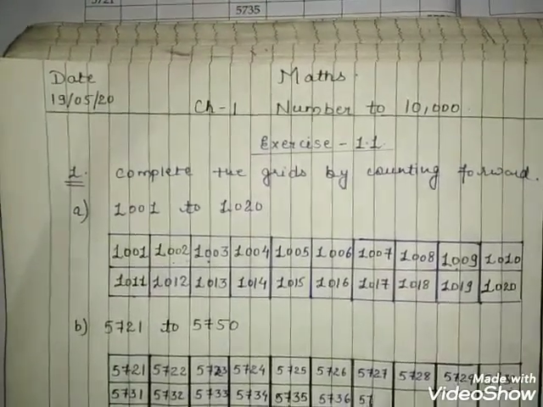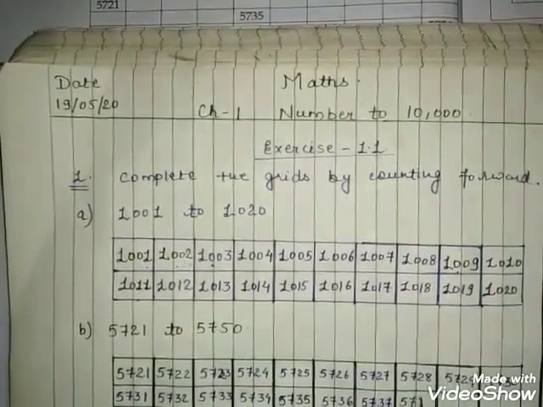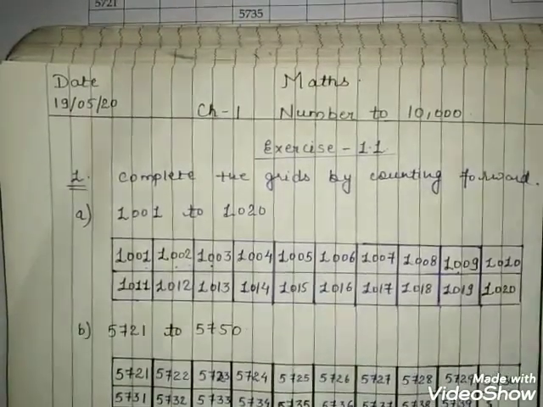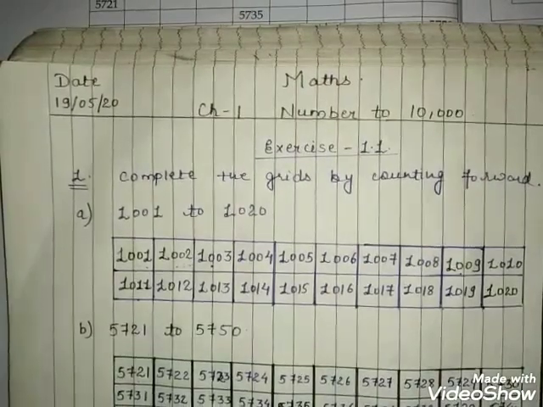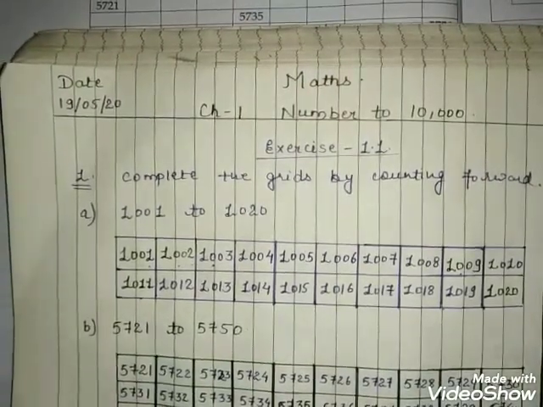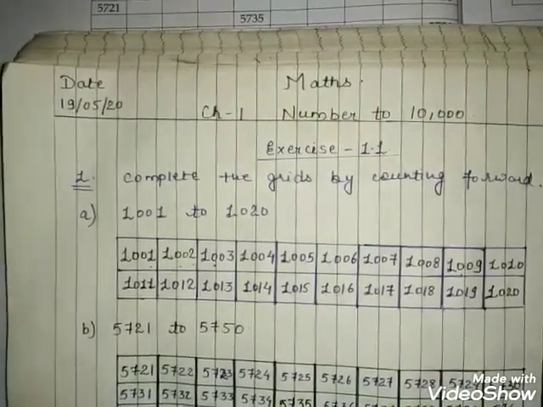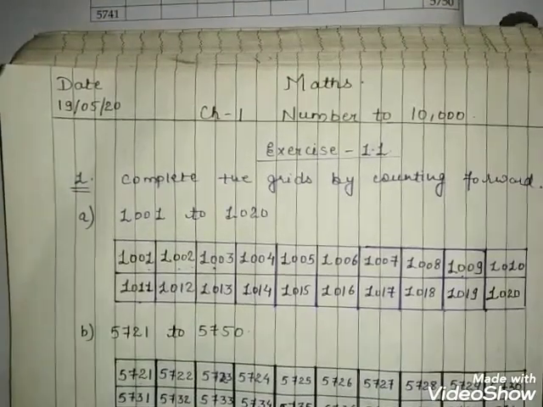Then 5737. Then 5738. Then 5739 and 5740. After 40, what will come? It is 5741. So now you have to write the next number after 5741, which will be 5742.